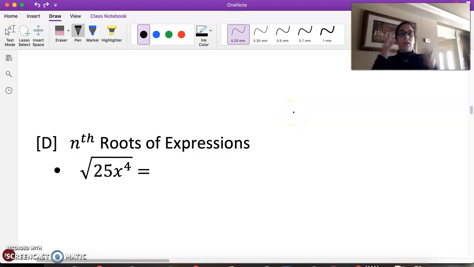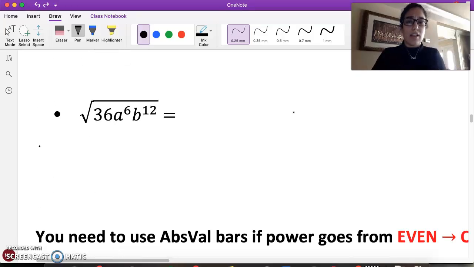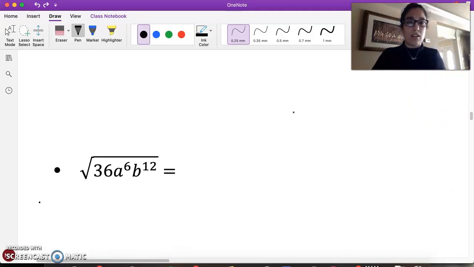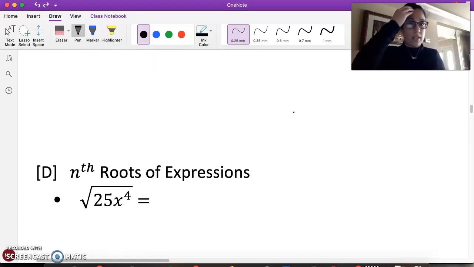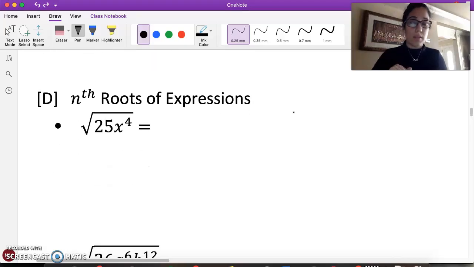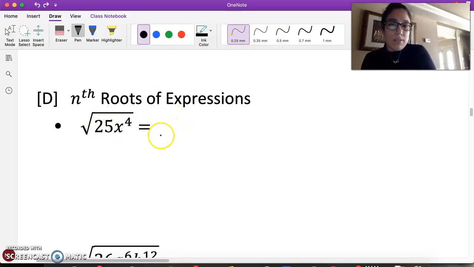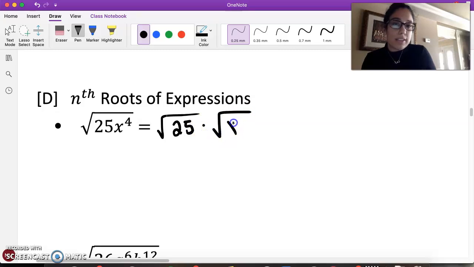Now we're going to talk about simplifying nth root expressions. It's not anything super crazy. We're just going to do 2 problems. When we have the square root of 25x to the 4th, this is the same thing as the square root of 25 times the square root of x to the 4th. The square root of 25 is super easy, right? It's just 5.